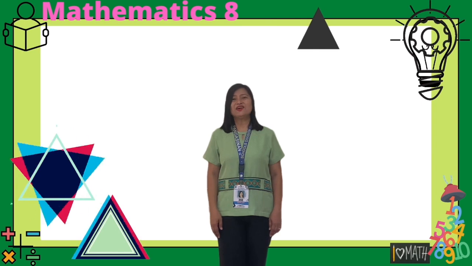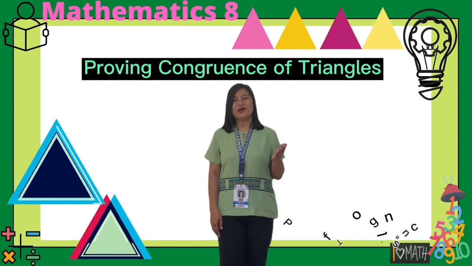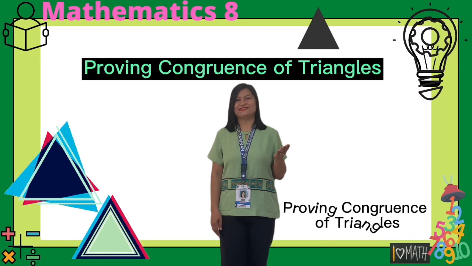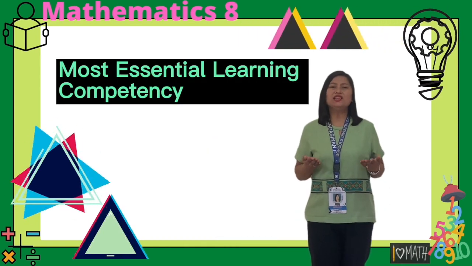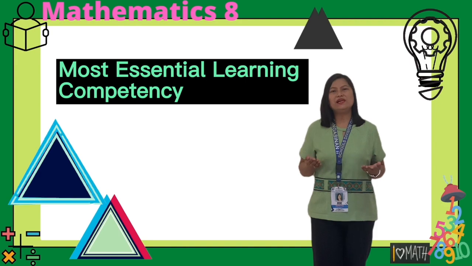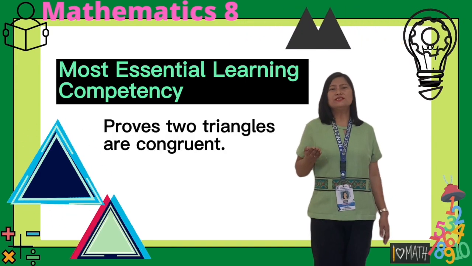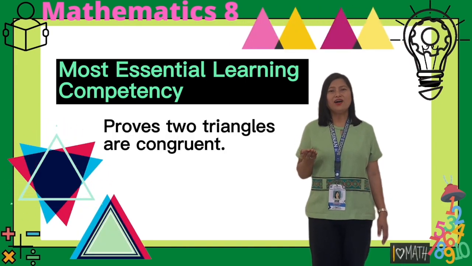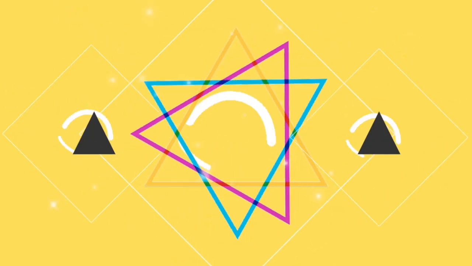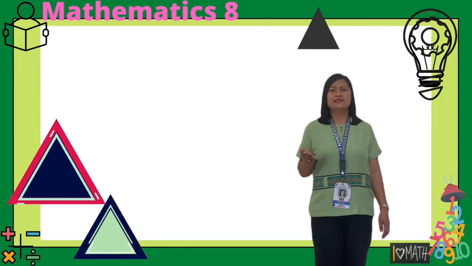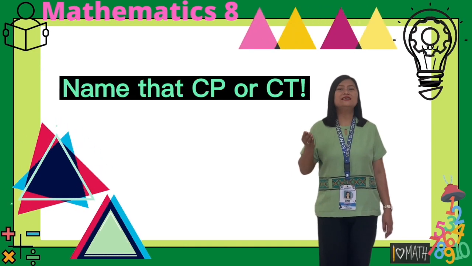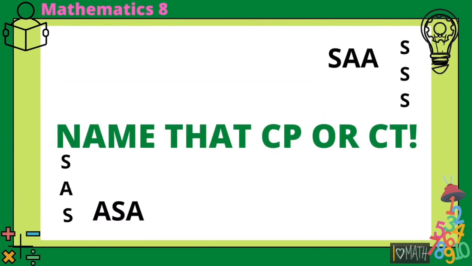Introducing our lesson, Proving Congruence of Triangles. The most essential learning competency of our lesson is: proves two triangles are congruent. Let's have first the Name that CP activity. Here, you are going to name the congruence postulate or congruence theorem, if possible, that makes the triangles congruent.